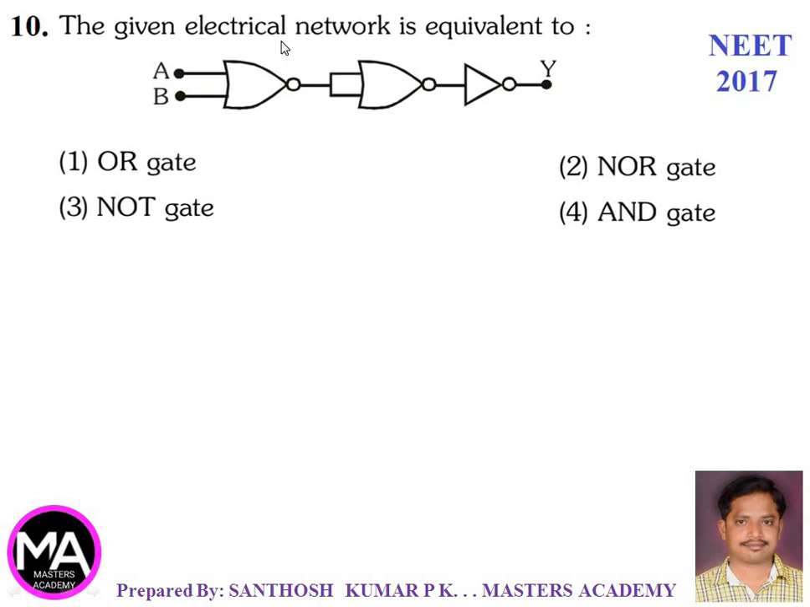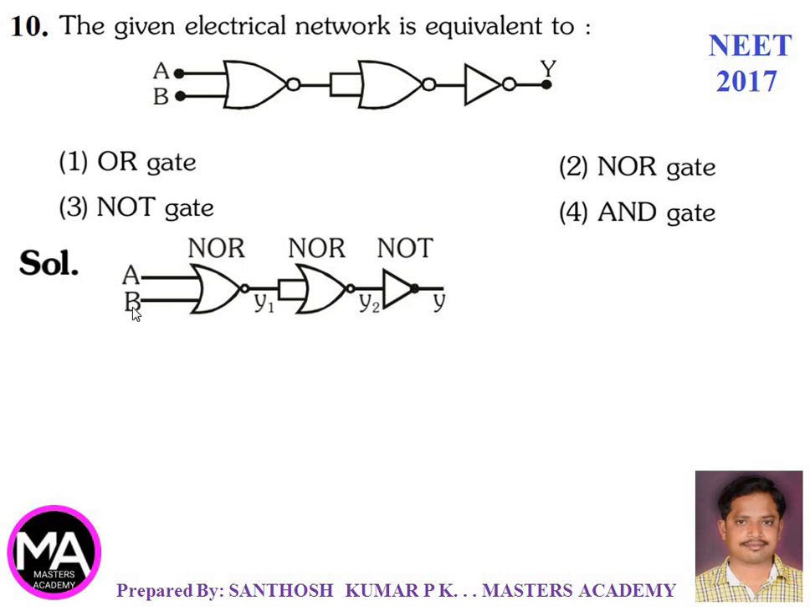Next problem. The given electrical network is equivalent to. It is asked in NEET 2017. 4 options are given. So now in the electrical network, this is a NOR gate and this is also a NOR gate and this is a NOT gate. Here the output of the first NOR gate is given as the input of the second NOR gate. A and B are the two inputs of the NOR gate. The output of the first NOR gate is Y1. Y1 is taken as both inputs to the second NOR gate. The output is Y2. It acts as an input to the NOT gate and the output is Y.